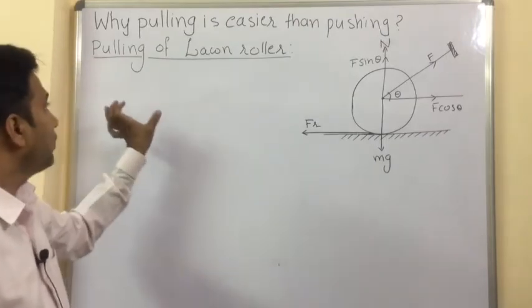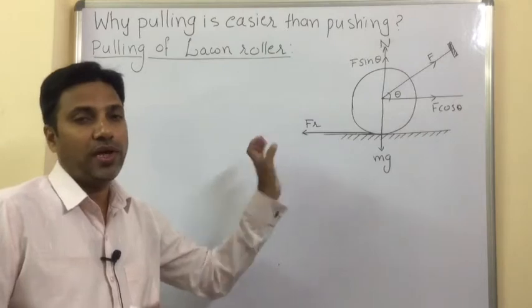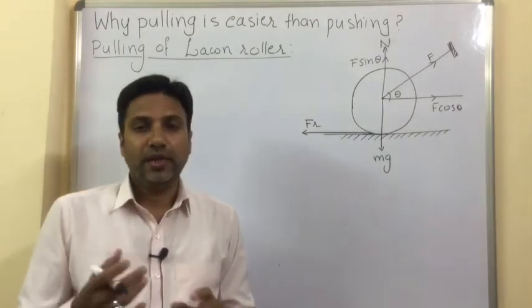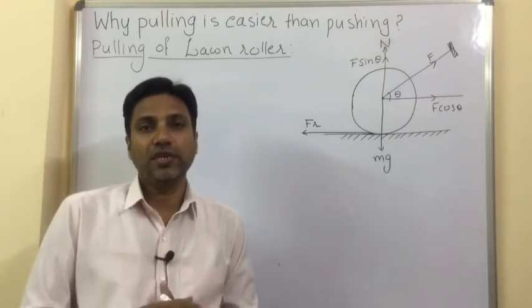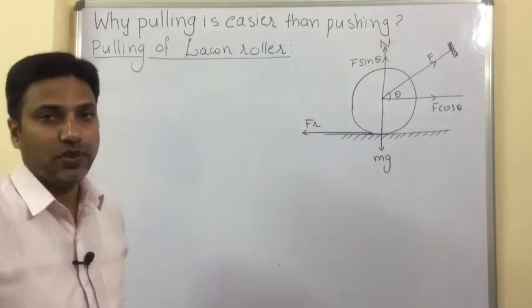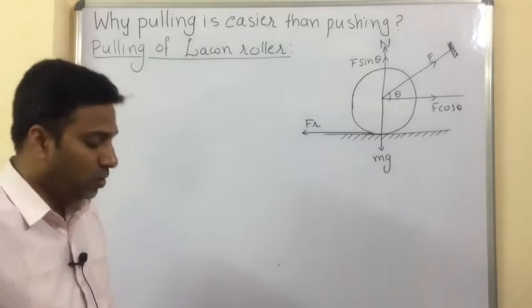So we will discuss first of all pulling of a lawn roller, by taking the example of a lawn roller, and then we will do pushing of a lawn roller. Then we will obtain final equations for both of them. So from the final equations we will compare why pulling is easier than pushing. For that purpose, first of all we have to consider pulling of a lawn roller.